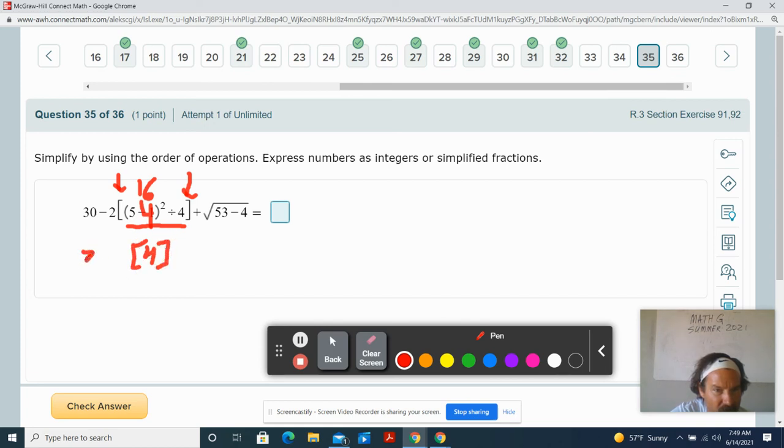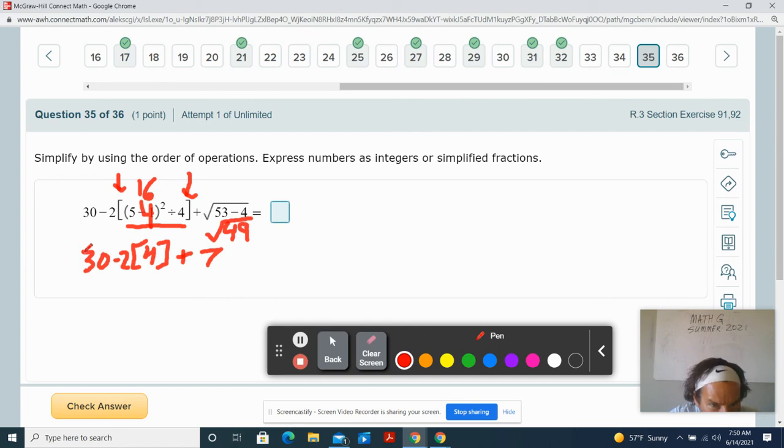I'm not going to do anything with the 30 or the 2. I'm just going to rewrite it. And then plus the square root is, it kind of acts like parentheses. We want to go ahead and do this problem here. So do what's underneath the square root sign. 53 minus 4. 53 minus 4 is 49. And that's a good thing because we take the square root of 49 and we get 7.